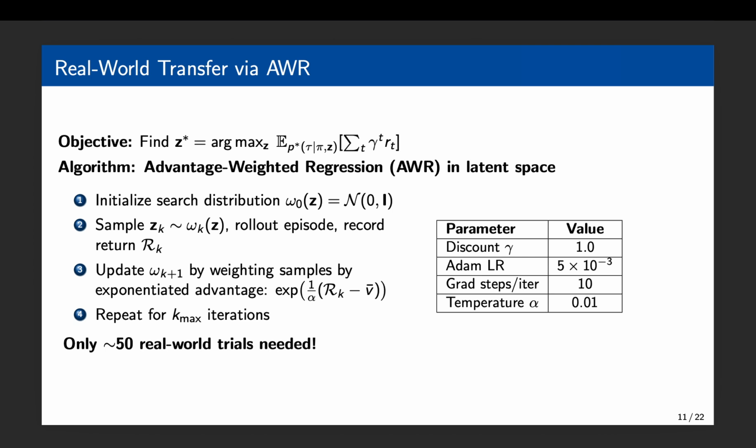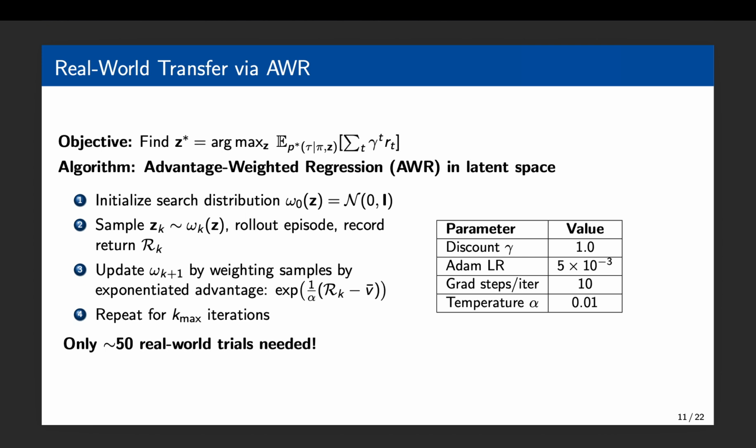Once the policy is trained, how do you actually find the right z for the real robot? You do not have access to the true dynamics parameters, so you cannot just run the encoder. Instead, they frame it as a search problem. They want to find the z star that maximizes the return when executing on the physical system. They use advantage weighted regression, or AWR, to do this search directly in the latent space.